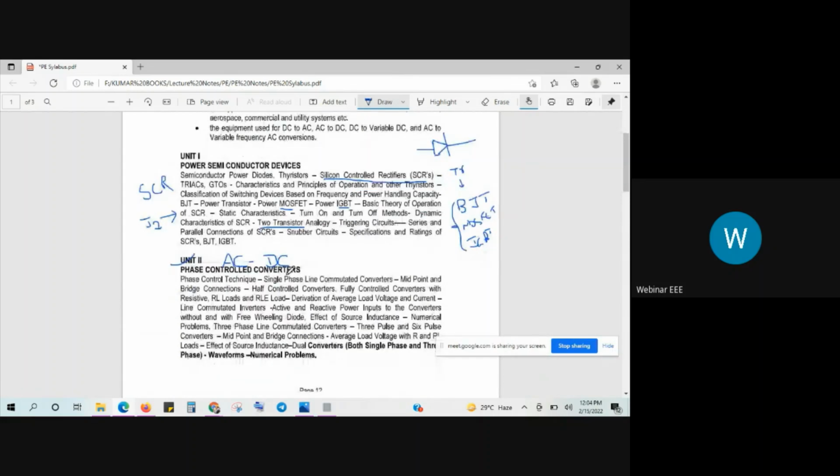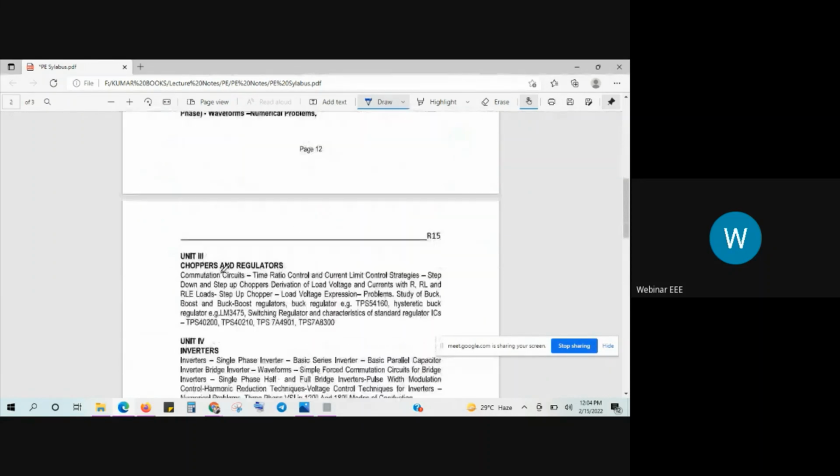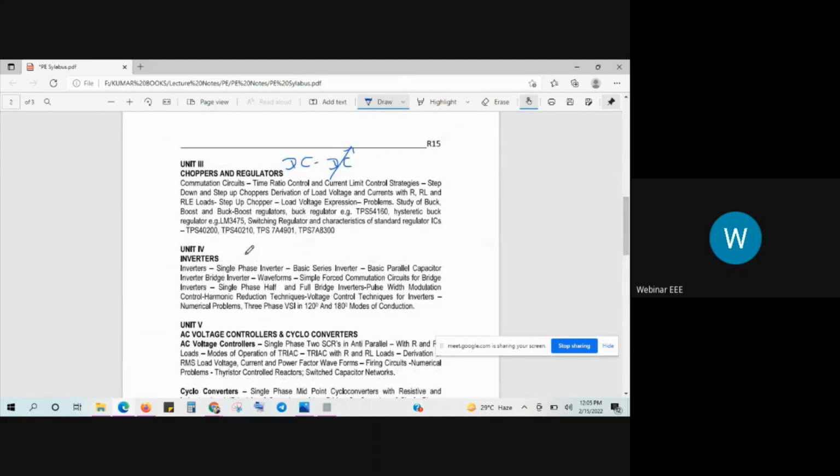Okay. So next section is about rectifiers, just to convert AC to DC. So third is about choppers. Choppers are very, very important: fixed DC to variable DC. So next class we'll discuss about choppers and we'll solve some problems on this. Next, fourth unit is about inverters. So an inverter is nothing but converting DC to AC.